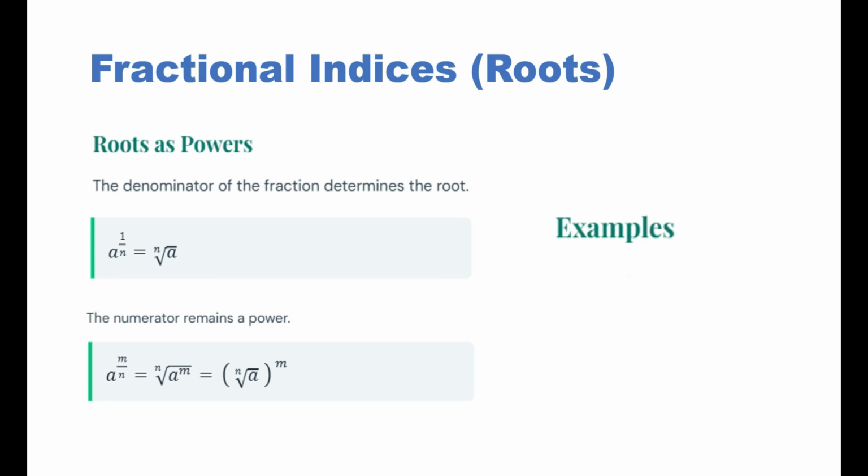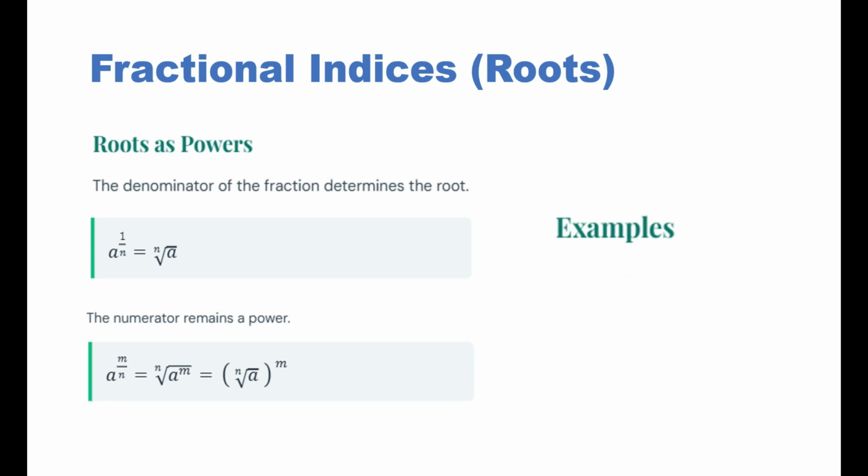The first one is 9 to the power of half. This is simply the square root of 9, which is 3. The second one is 8 to the power of 1/3. This is the cube root of 8, which is 2. The last one is 27 to the power of 2/3. For this, we start by finding the cube root of 27 first, which is 3. Then we apply the power of 2 and get 9.